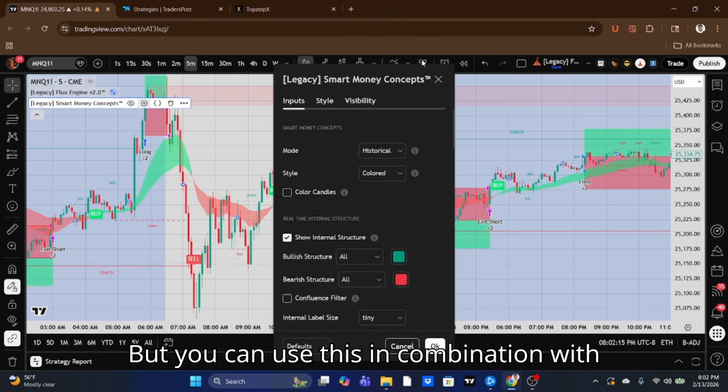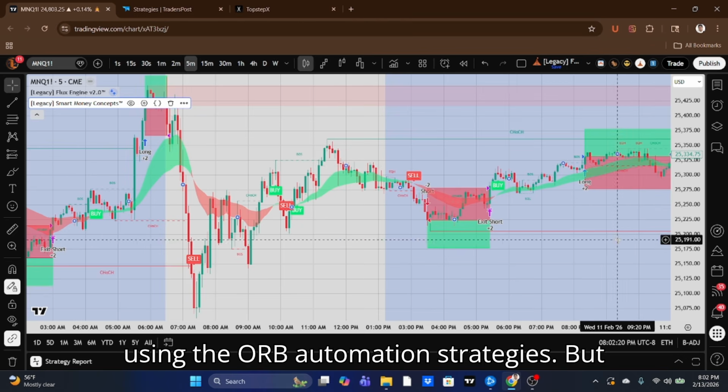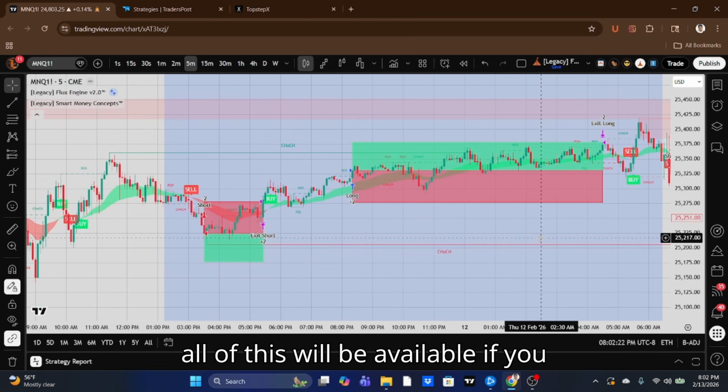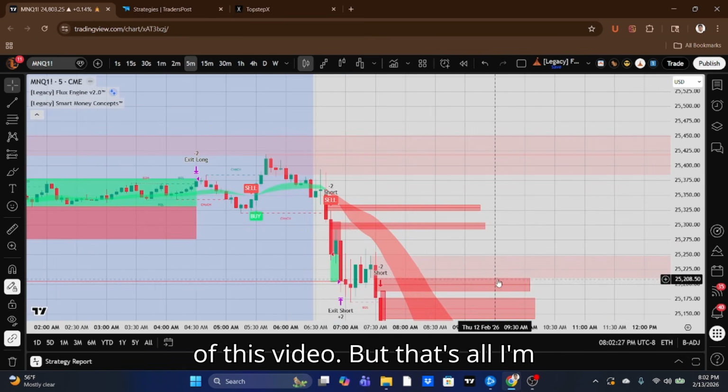But you can use this in combination with Swift Algo X or with Flux Engine or using the ORB automation strategies.